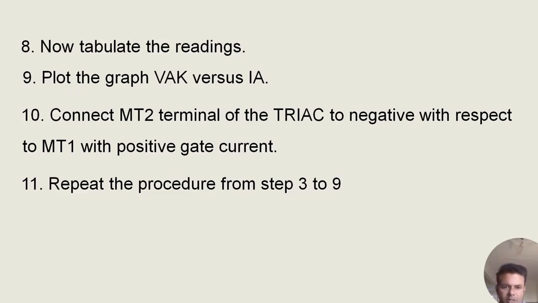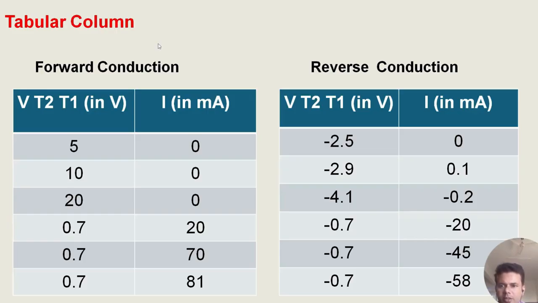Connect MT2 of the TRIAC negative with respect to MT1 with positive gate current. Repeat the procedure from step 3 to step 9. This is the forward conduction mode, that is VT2. We have taken 5 volts, 0 current; 10 volts, 0; 20 volts, 0; for 0.7, 20 milliamperes; for 0.7, 70; 0.7, 81. And this is the reverse conduction mode.